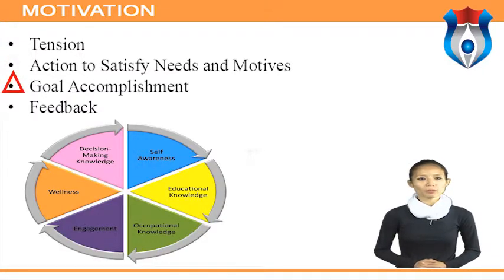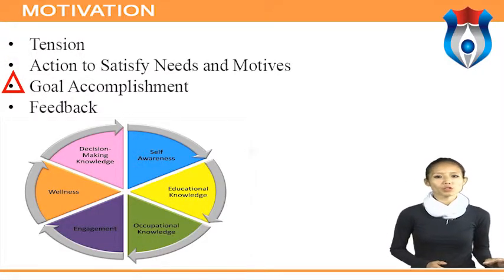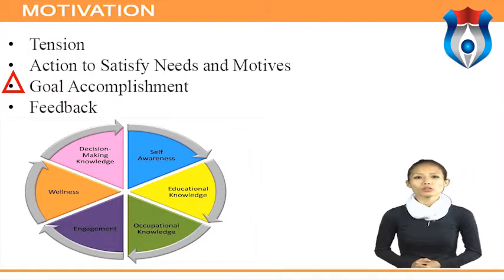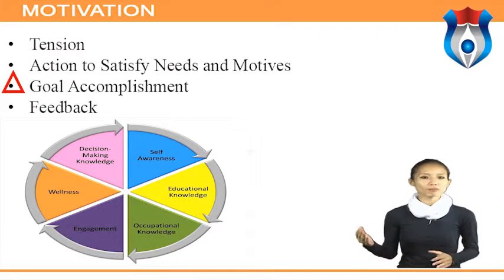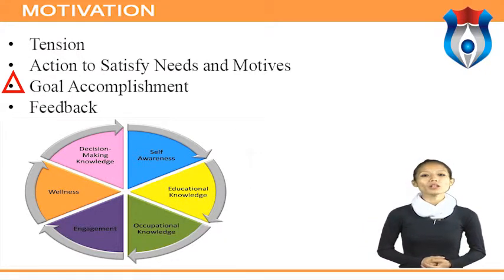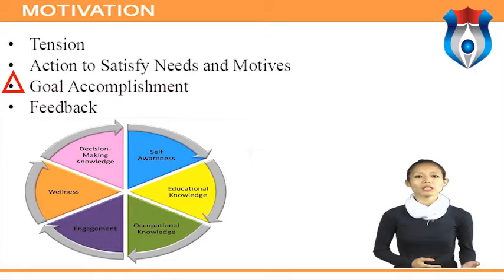Goal accomplishment. This stage involves goal accomplishment. Action to satisfy needs and motives accomplishes goals. It can be achieved through reward and punishment. When actions are carried out as per the tension, then people are rewarded, otherwise they are punished. Ultimately, goals are accomplished.